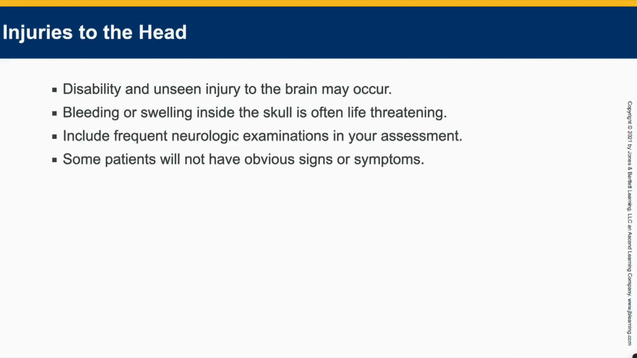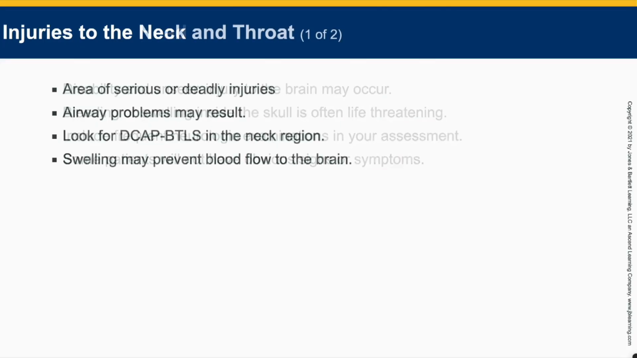Talking about injuries to the head, and this is an area where things can be deceptively serious. Patients can have significant brain injuries even when there are no obvious external signs. Bleeding or swelling inside the skull can quickly become life-threatening because there's nowhere for that pressure to go. That's why it's so important to include frequent neurologic assessments. You're constantly reassessing things like mental status, pupil response, and GCS. And remember, some patients may look okay initially and then deteriorate over time. So you always want to stay alert for subtle changes.